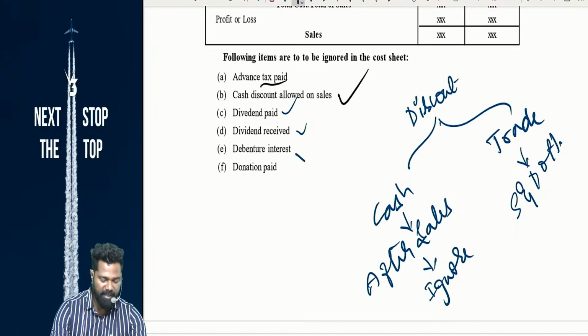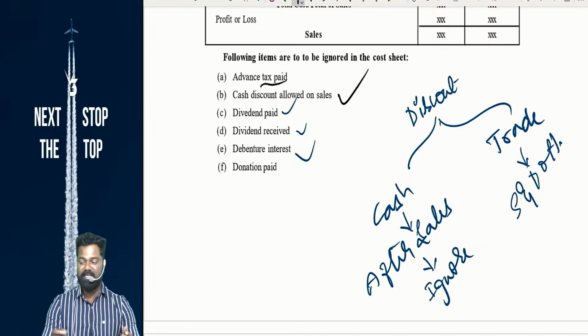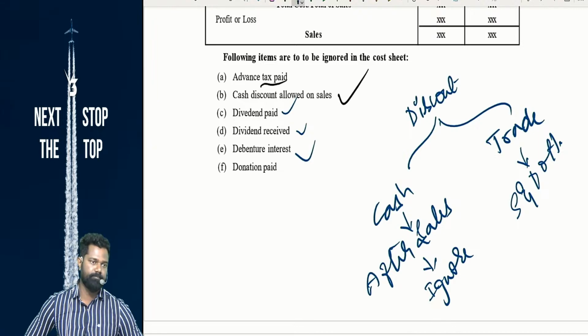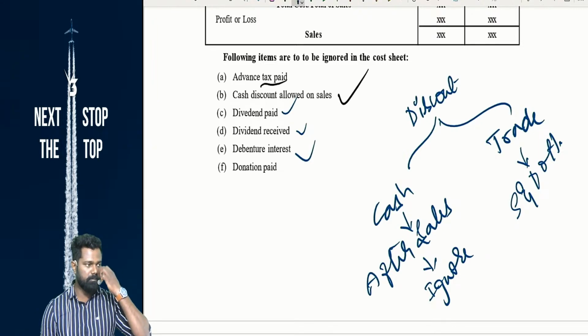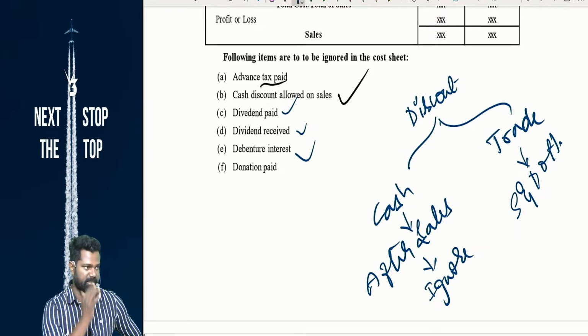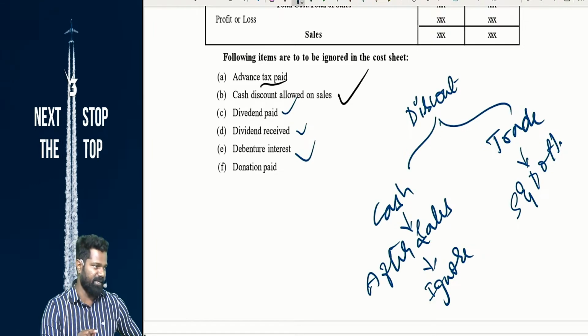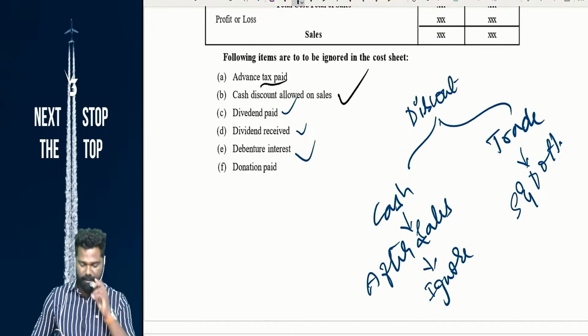Clear bachcho? Debenture interest ignored. Why? Because it is what item? Finance item. What we are doing is nothing but operating item. Clear up? Now listen to me now. In your ICA material also there is one item called interest on non-equity fund. But generally interest should never be considered under cost sheet. But interest relating to working capital should be considered. Interest relating to what? Working capital. What is working capital? Any loan taken to run your day-to-day business activity. That should be considered. Are you there?